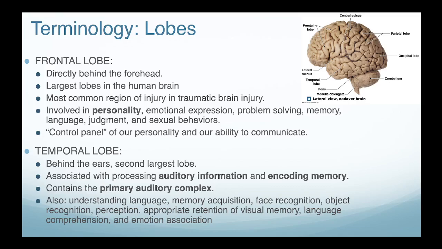And then the next region is your temporal lobe, which resides directly inferior to the frontal lobe. It's kind of behind the ears, and it is the second largest lobe, processing auditory information and encoding memory as well. The temporal lobe additionally contains the primary auditory complex. So if you have any damage to the temporal lobe, you might have problems processing auditory information. It's also associated with understanding language, memory acquisition, face recognition, things of that sort as well.